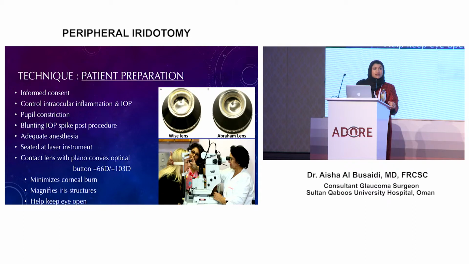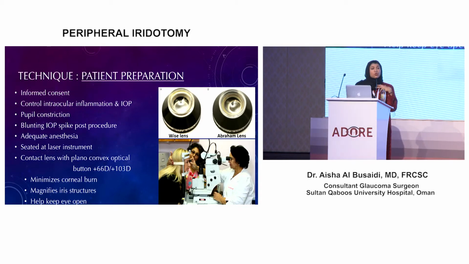Adequate anesthesia is essential. You would use topical anesthetics and a methylcellulose gel for the lenses that you would use. Contact lenses with a plano-convex optical button would be helpful, either the Abraham iridotomy lens or the Wise lens. What these buttons do is magnify the iris structure, so you're able to visualize crypts or areas of thinning that you want to target.